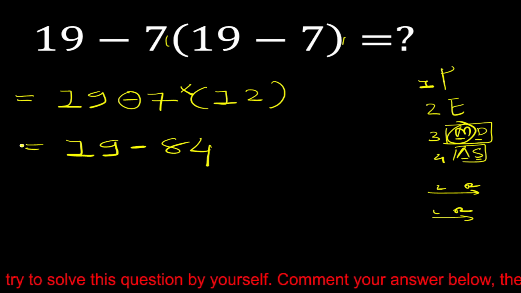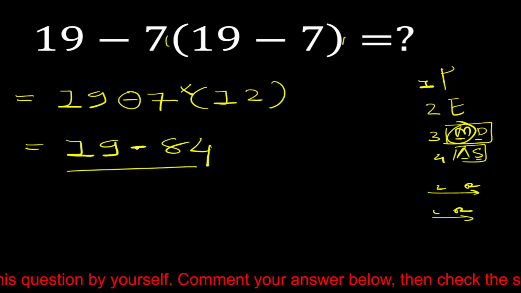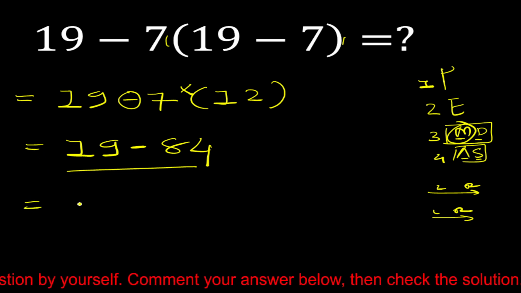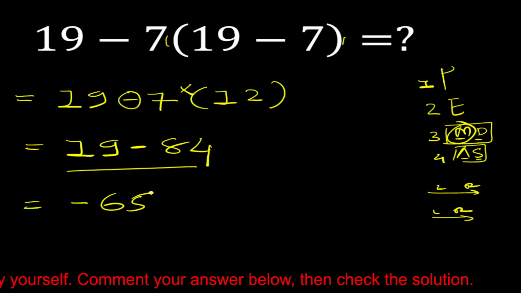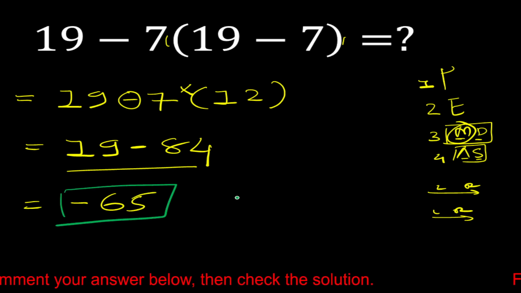Now 84 minus 19 is equal to minus 65. Okay, so the correct answer is minus 65.